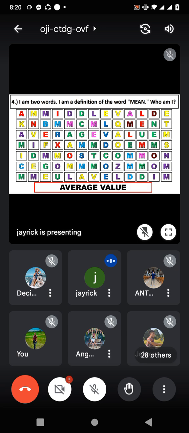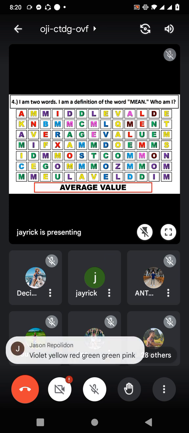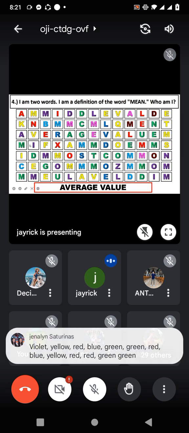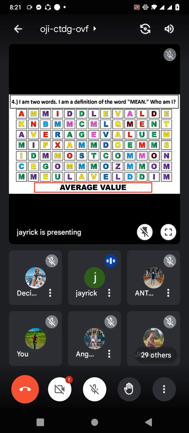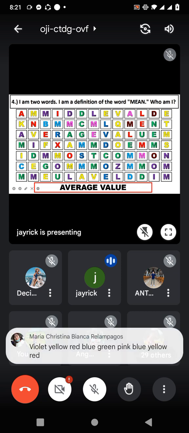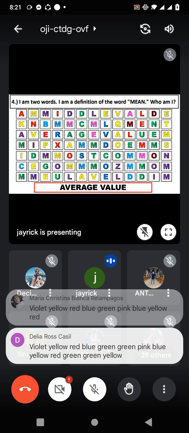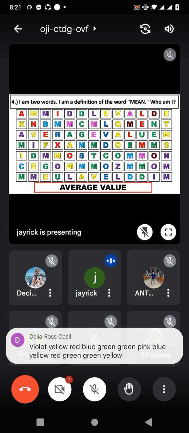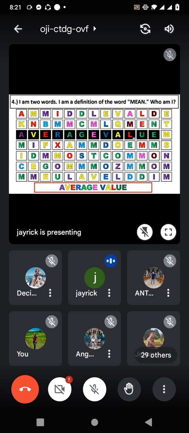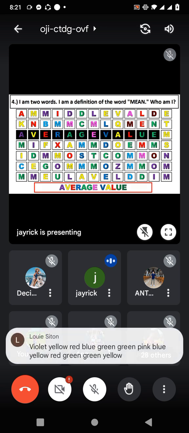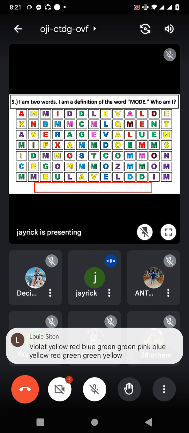Okay, let's have this. According to Sir Kirby M. Maestre, we have violet. Meron bang violet? It's violet and yellow, red, blue, green, green, pink, blue, yellow, red, green, green, and yellow. Very good. You have 5 additional points, Sir Kirby M. Maestre. In this table of letters, we can see the words average value. Next, let's have the fifth question.